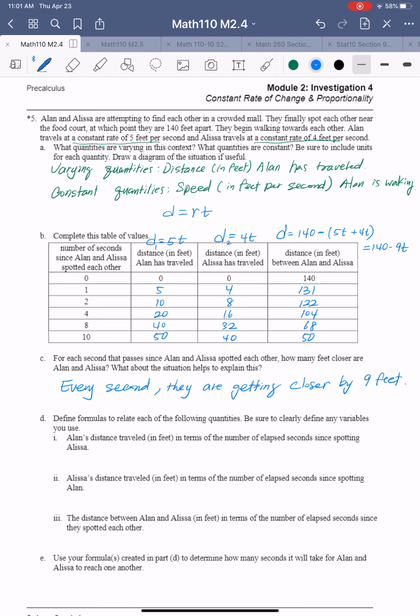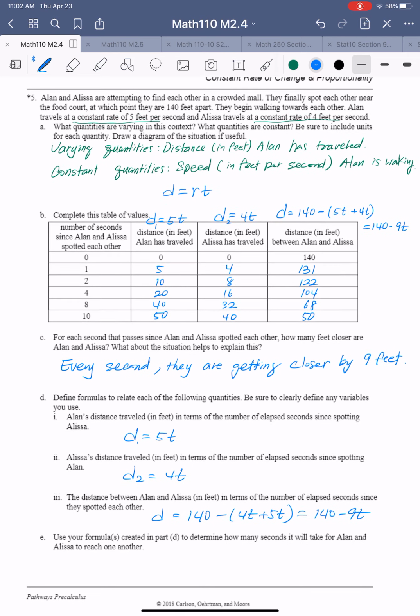And then D, define a formula to relate to each of the following quantities. Be sure that it's clear to define the variable you use, okay? So Ellen's distance, I already said that's 5t, and then Lisa's distance is 4t. The distance between them is 140 minus (4t plus 5t), which becomes 140 minus 9t. So you can put it either way.